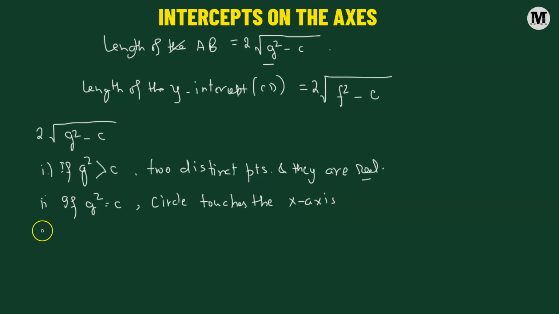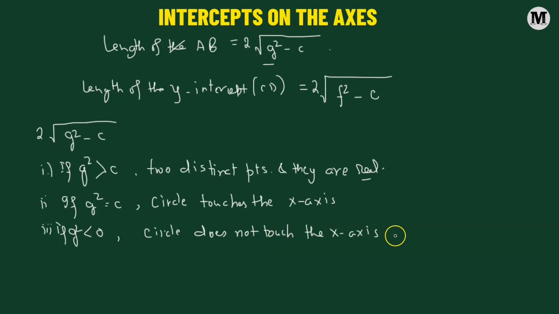Fine. And then we have the third case, when g squared is less than c. Now if g squared is less than c, then this particular expression is going to be complex in nature. We can say it is imaginary. If it is imaginary, that simply means that the circle does not touch the x-axis. Or in other words, it's not going to give us any real values. So the circle does not touch the x-axis at any real points. That's very important. Why I'm mentioning real points is because the circle might still be touching the axis at imaginary points.